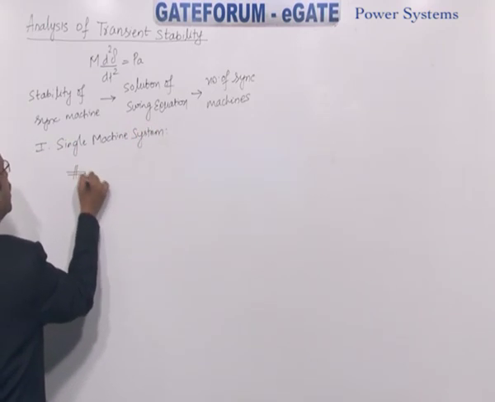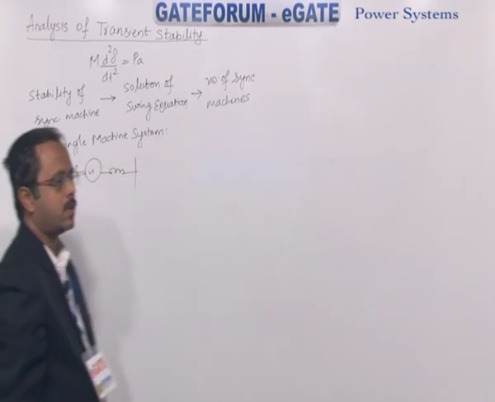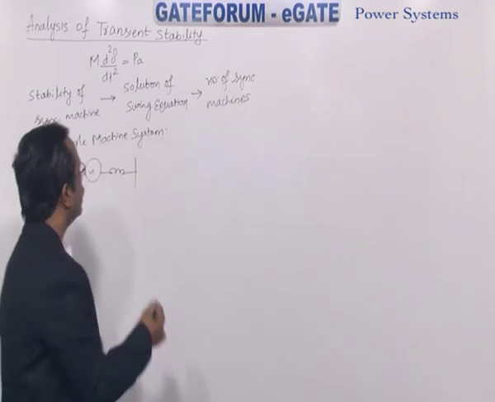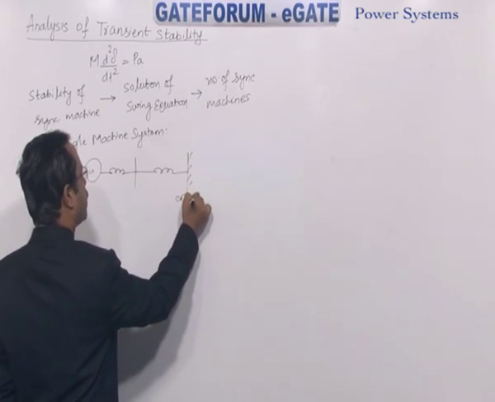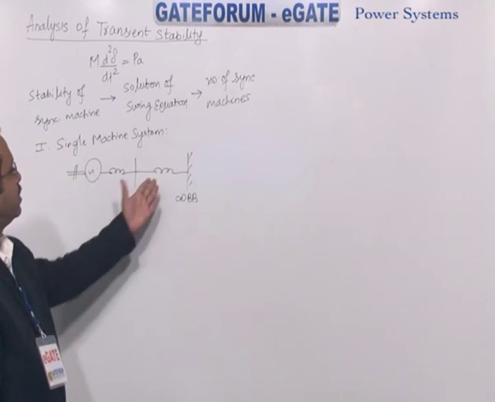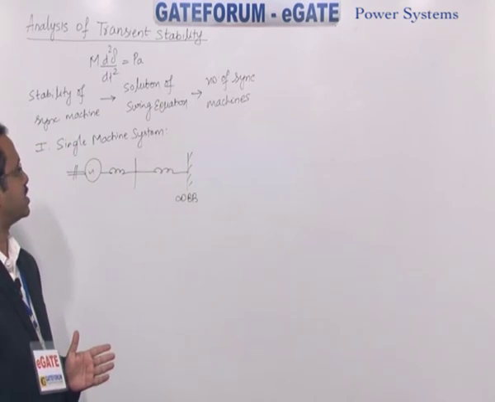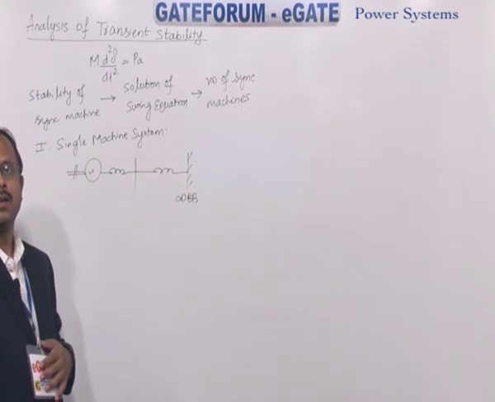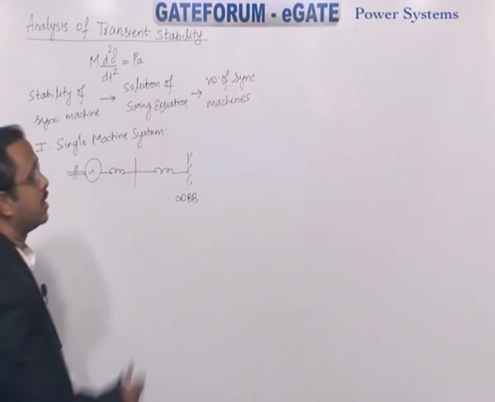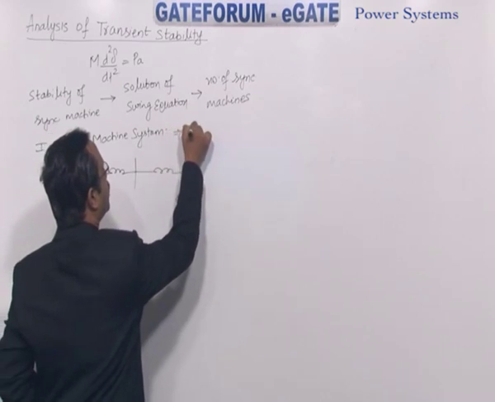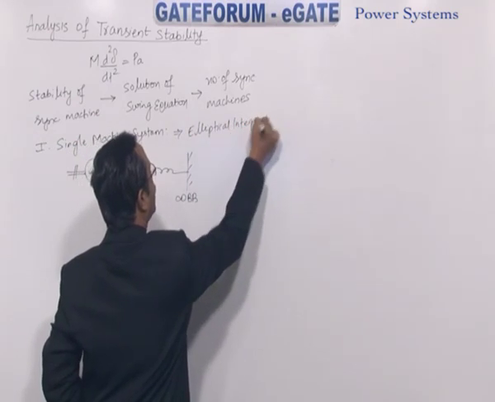You consider an alternator connected to a transmission line, further an infinite bus bar. This is the infinite bus bar. This is the reactance of line. This is the reactance of generator. So how you obtain the solution of single machine system? By a mathematical technique known as the elliptical integral method.